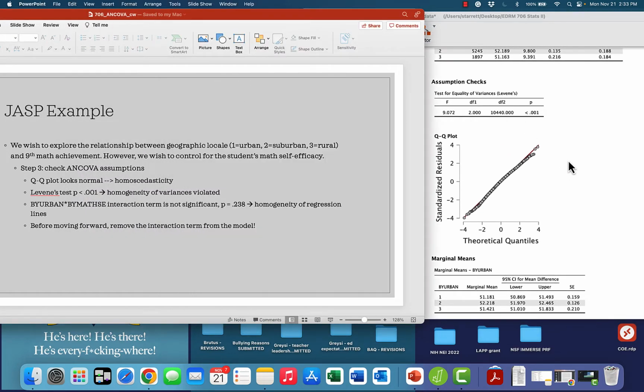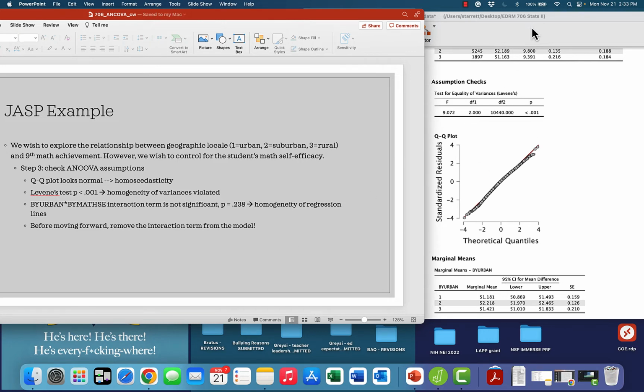All right, let's take a look at Levene's test right above it. And here we see a p-value less than 0.001. That's a problem. That means that homogeneity of variances is violated. So what that means here is that math achievement does not have the same distribution across the 3 locales of urban, suburban, and rural.